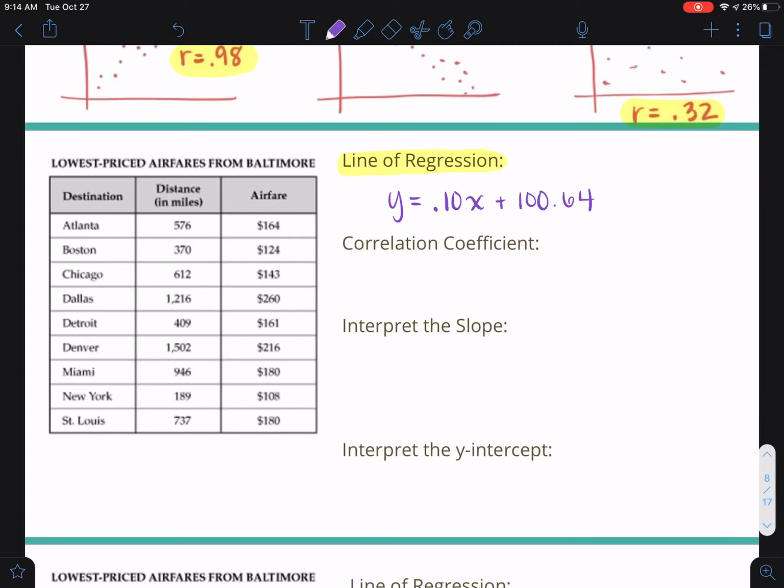Okay, and we know that our x is the distance and our y is the airfare. So x equals distance in miles, and y equals airfare, which is in dollars. So always try to remember to identify your variables.